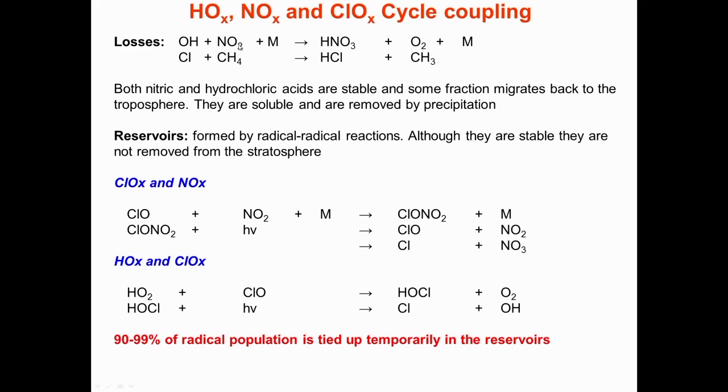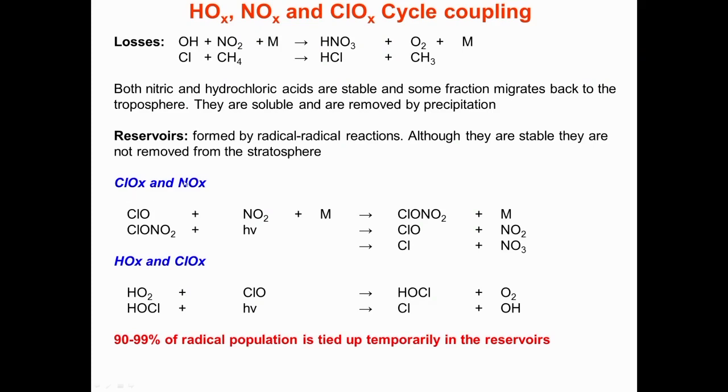So the HOx cycle is coupled to the NOx cycle through the reaction of OH plus NO2 to form nitric acid. The ClOx cycle can lead to losses, sorry, this is not coupling. The chlorine can react with methane to produce hydrochloric acid. Both of these compounds are very soluble and can be removed by exchange with the troposphere and precipitation.